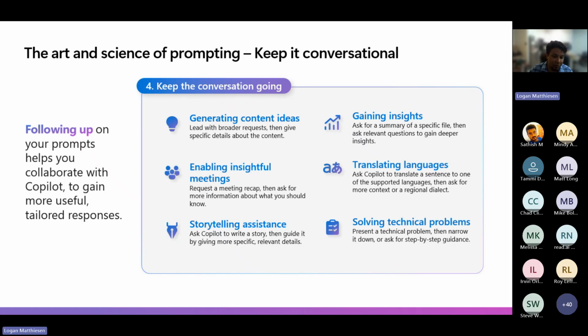And the last, solving technical problems. When working through a technical issue, Copilot can offer really broad solutions, but as you narrow the problem down and ask for more step-by-step guidance, it becomes a really powerful troubleshooting, debugging tool. So I use Copilot in Excel quite a bit, and it helps me a lot with figuring out errors in my formulas and suggesting more elegant ways of doing things. So yeah, just keep the conversation going, and you don't know where we're going to end up, but it's probably going to be helpful.